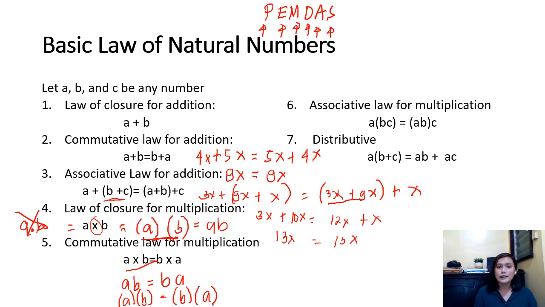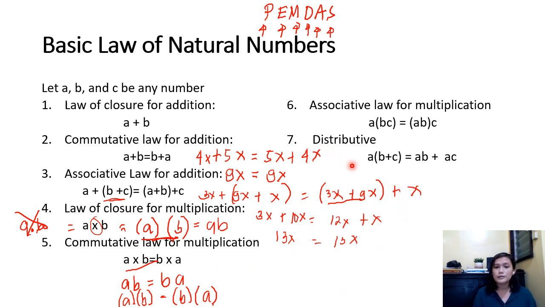Now, let's move on to the associative law for multiplication. Similar to addition, based on how you group them, you still get the same value. So you have A times the quantity B times C is equal to the quantity A times B, times C. You still get the same value.